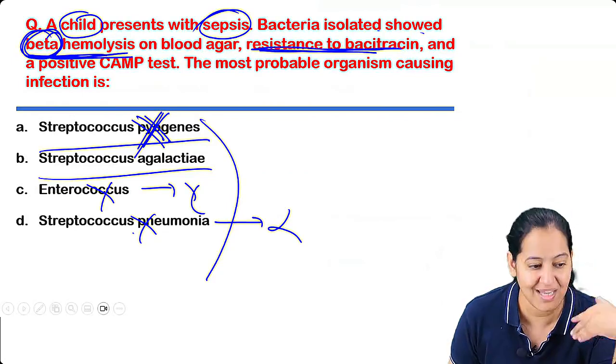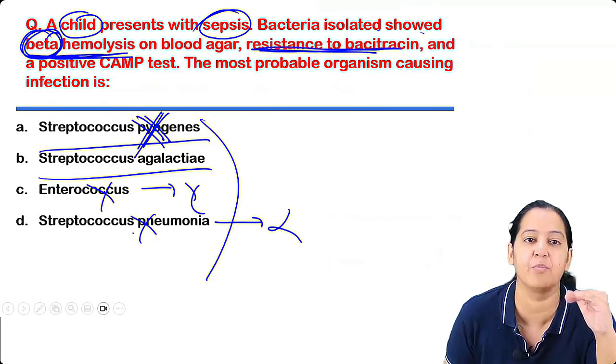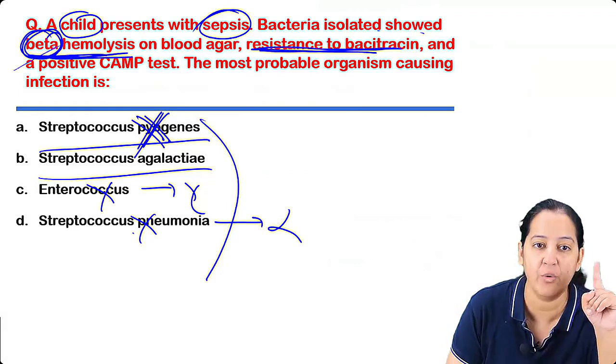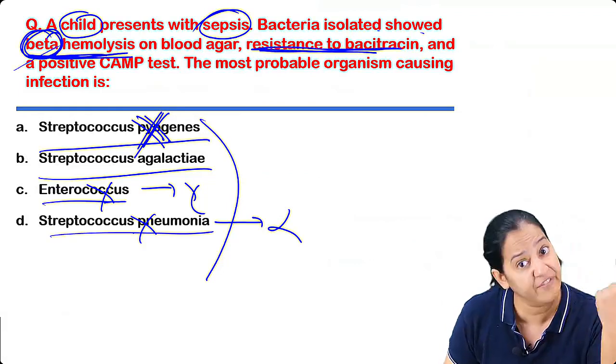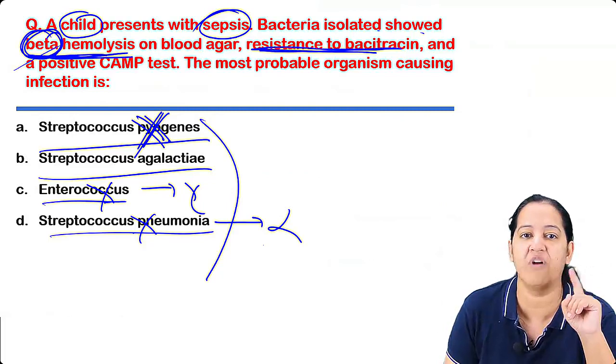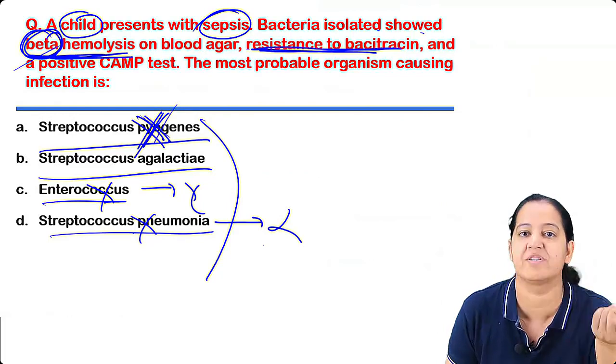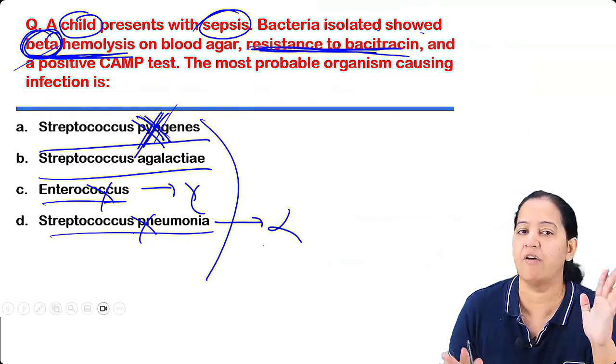Huh? So see how I'm removing. What is the reason why I'm removing? The question mentioned beta hemolytic. We know enterococcus are gamma. We know pneumoniae and viridans are alpha. So I'm removing these two. Why I'm removing pyogenes? Because it is sensitive to bacitracin. Here it is resistant. So till now I have removed 3 options.